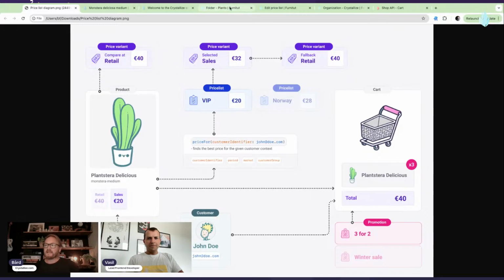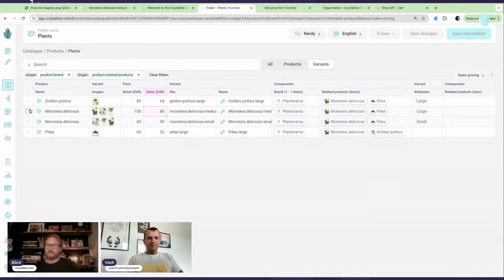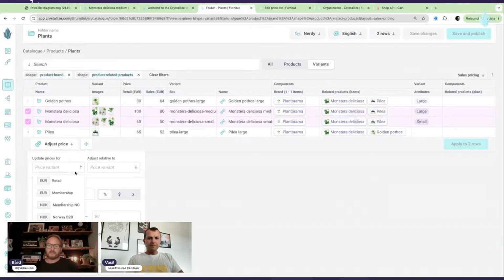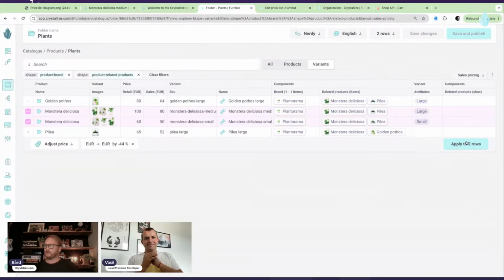And this also means that this is where you would also use the pricing tools in Crystallize, where you want to update prices for sales relative to retail minus 44%, and you could round up to the nearest 10 and subtract 2, for example. So you can adjust that and update multiple price variants at the same time, using the Nordic catalog. Yes, great. Going to undo that.